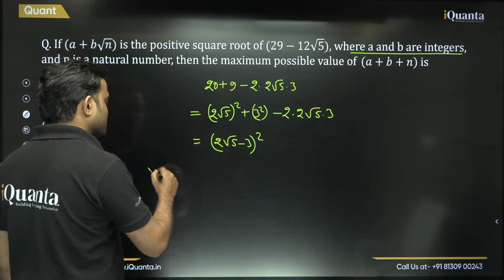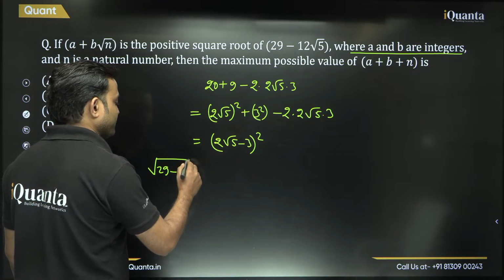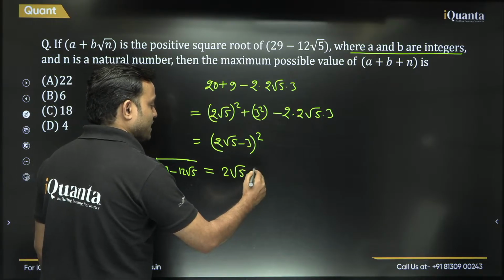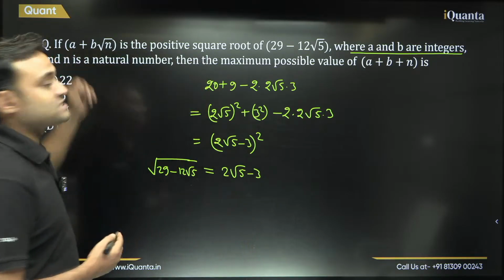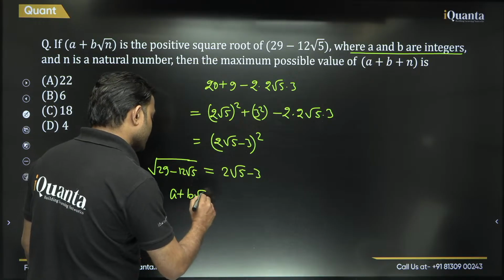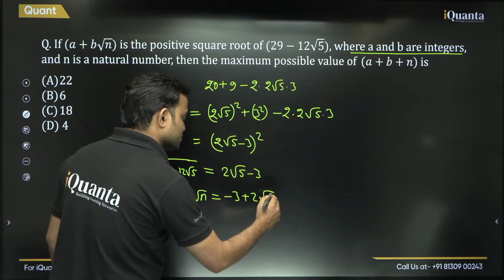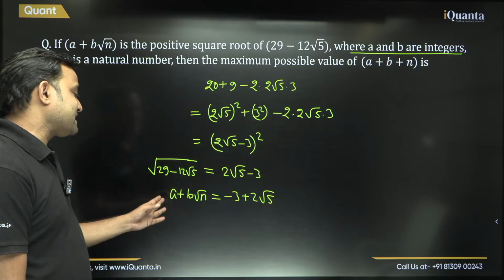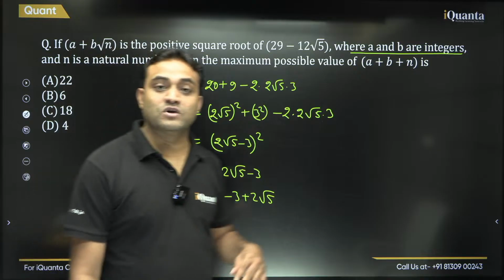So if I take the square root of 29 minus 12 root 5, what are we getting? This will be 2 root 5 minus 3. Now if we compare this value with a plus b root n, the integral part is minus 3 plus 2 root 5. So a will be equal to minus 3, b will be equal to 2 and n will be equal to 5.